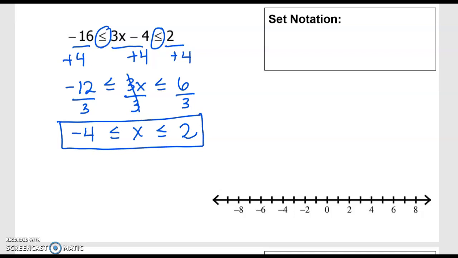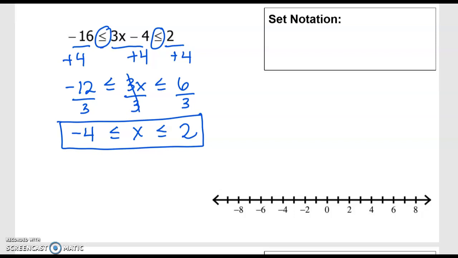Once your x is all by itself. Now, the way this graphs, this is saying x is between these two numbers. See, if you read these symbols, this is saying that x is greater than negative 4, but it's less than 2. So it's between negative 4 and 2. So how do we graph that? Well, let's look and see, first of all, how we're going to do the circles at negative 4 and 2.